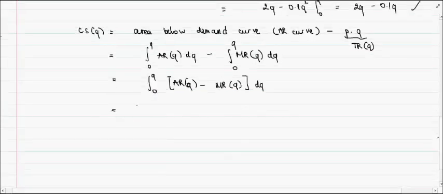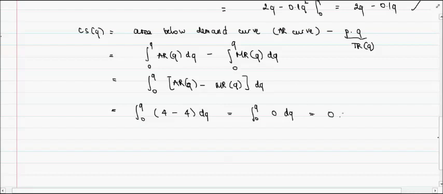If we substitute the value of the average revenue curve, which we found earlier is equal to 4, and the marginal revenue also equal to 4, then the difference is just equal to 0. So if we integrate 0, it's just going to be equal to 0. So consumer surplus in this case is equal to 0.